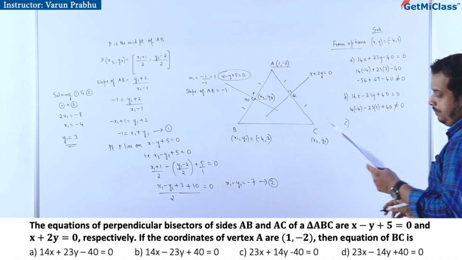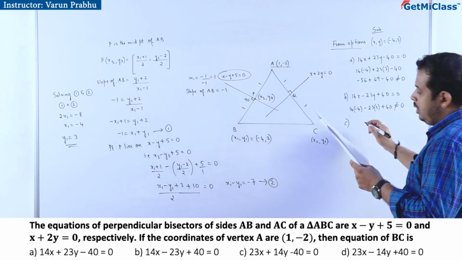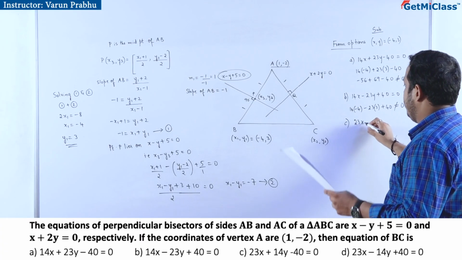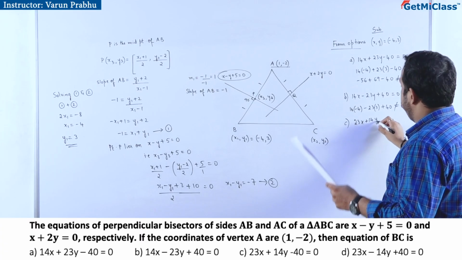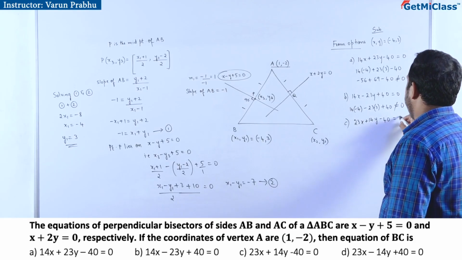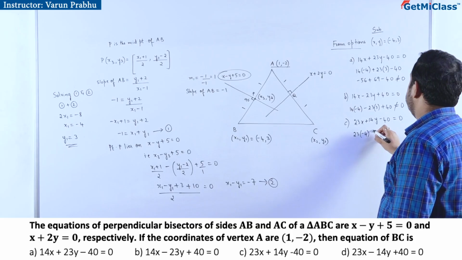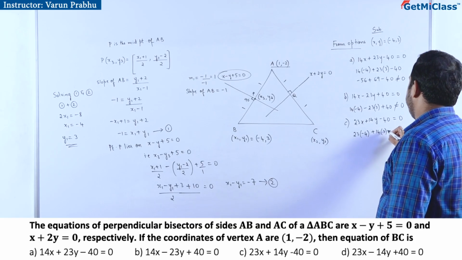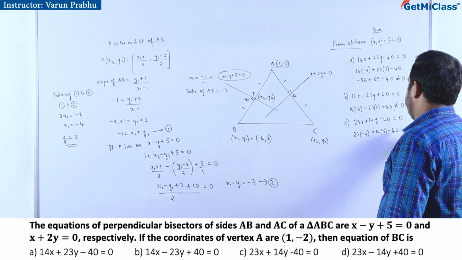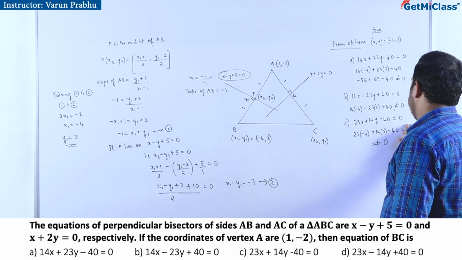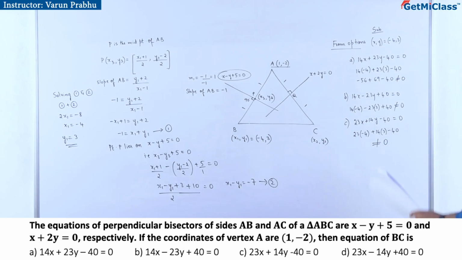So next one, 23x + 14y - 40 = 0. So 23 into -4 plus 14 into 3 minus 40. This also cannot become equal to 0. This also is not equal to 0, right?